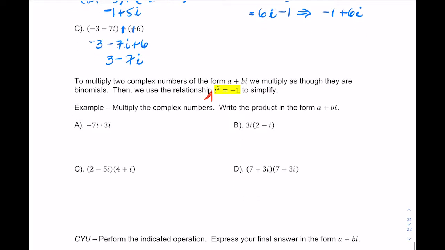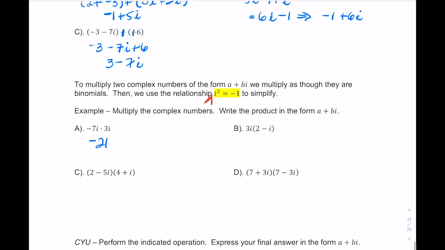So we're going to multiply these complex numbers, and we're going to write our answer again in the form a plus bi. So here we've got negative 7i times 3i. Negative 7 times 3 is going to give us negative 21, and i times i is i squared. Okay, so here we have i squared, which equals negative 1. So I'm going to replace the i squared with the negative 1, and now I would get positive 21.